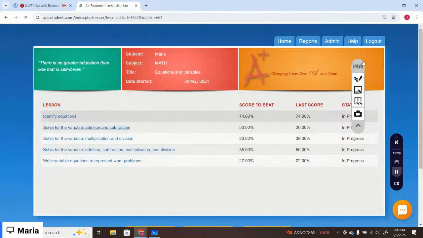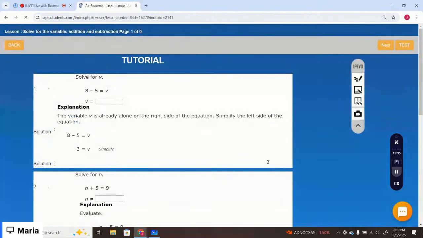The next lesson is solve for the variable addition and subtraction. Let's just start with the lesson. Solve for v. v equals 8 take away 5. So you have the variable v already isolated. Isolated means that it is already on one side. You simply have to do 8 minus 5. So 8 minus 5 equals 3. So v equals 3.